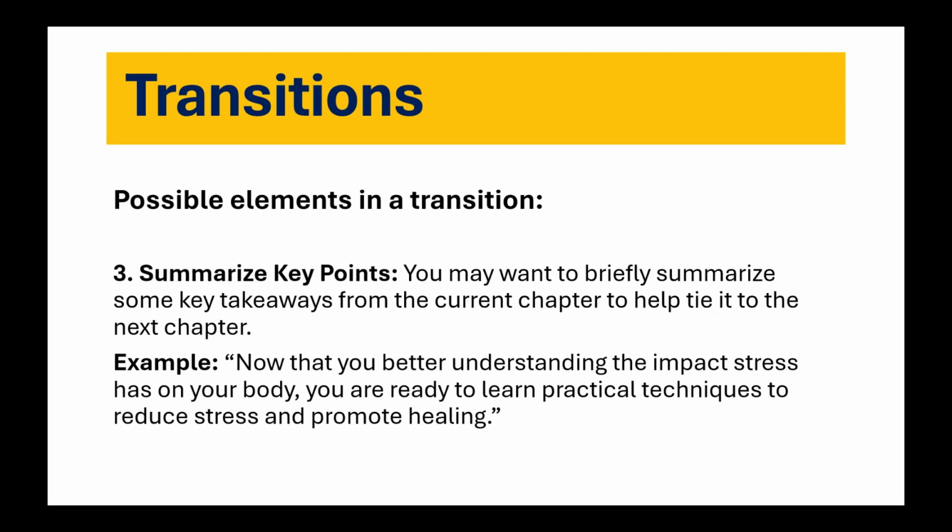Number 3 is to summarize key points. You may want to briefly, and it should be briefly, summarize some key points that you just mentioned in the chapter to help tie into the next chapter. For example, now that you better understand the impact stress has on your body, you are ready to learn practical techniques to reduce stress and promote healing. So you just briefly summarize that you just talked about the impact of stress, and the next chapter is going to take it further now.